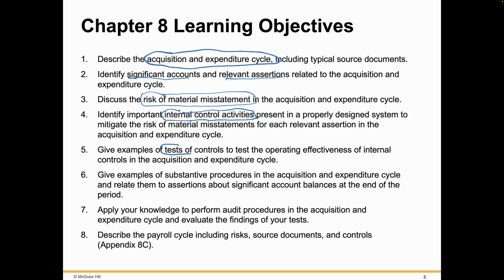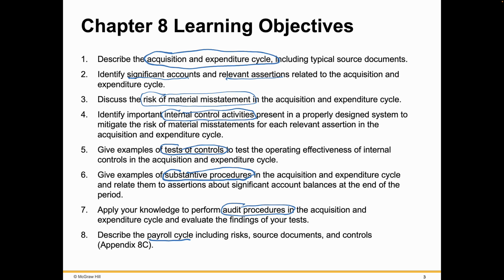We're going to discuss tests of controls to test the operating effectiveness of internal controls in the acquisition and expenditure cycle. Also, we're going to look at substantive procedures in the acquisition and expenditure cycle and relate them to the management assertions about significant account balances at the end of the period. And you're going to apply your knowledge to perform these audit procedures in the acquisition and expenditure cycle and evaluate the findings of your tests. And in the appendix, we're going to discuss the payroll cycle, including risks, source documents, and controls.